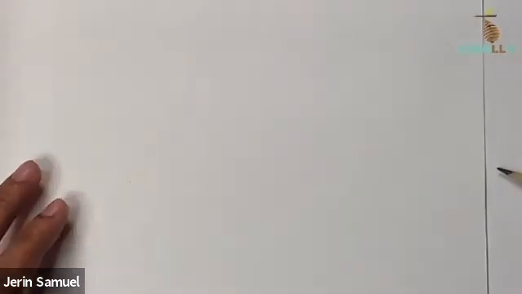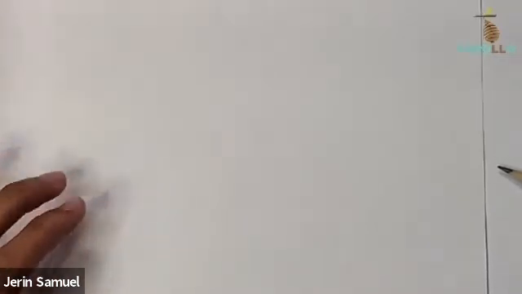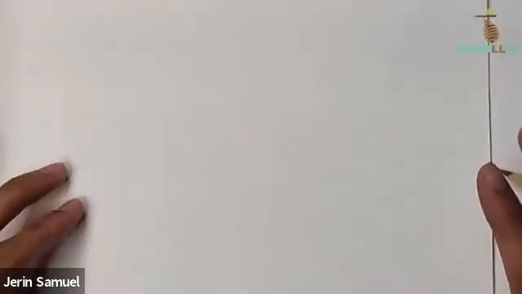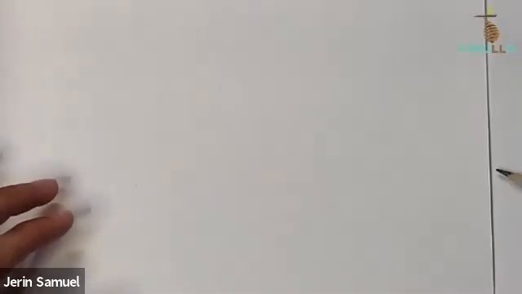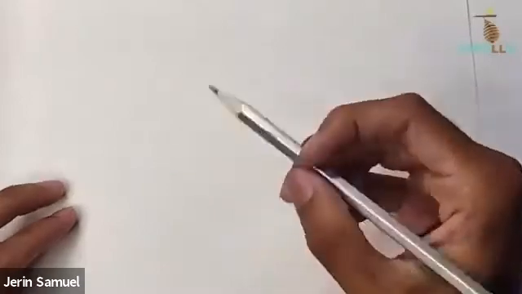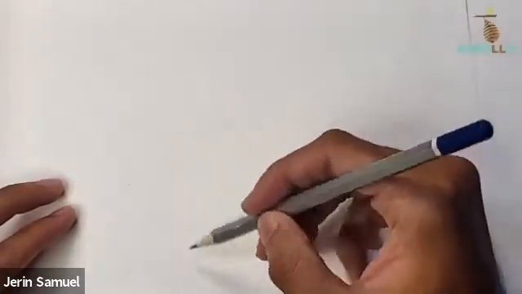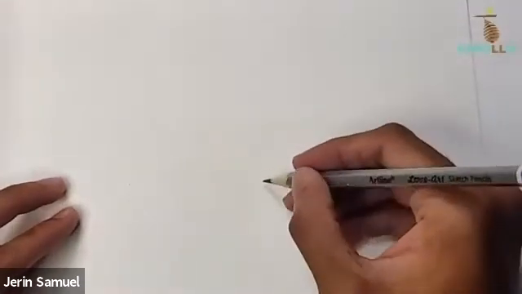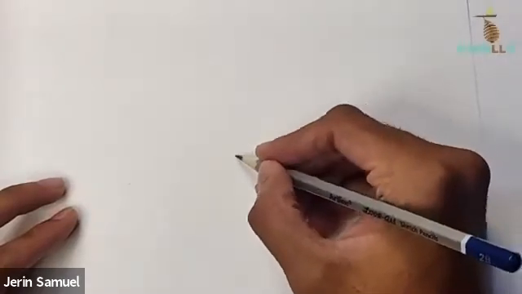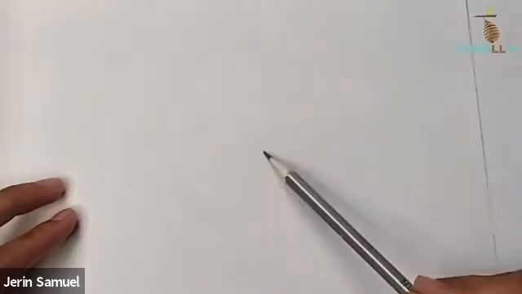Keep your paper in portrait mode, and we're going to start with the drawing. Observe how I'm starting. Let's start by making the outline of the cherry. It looks somewhat like a circle. Make the outline very lightly.